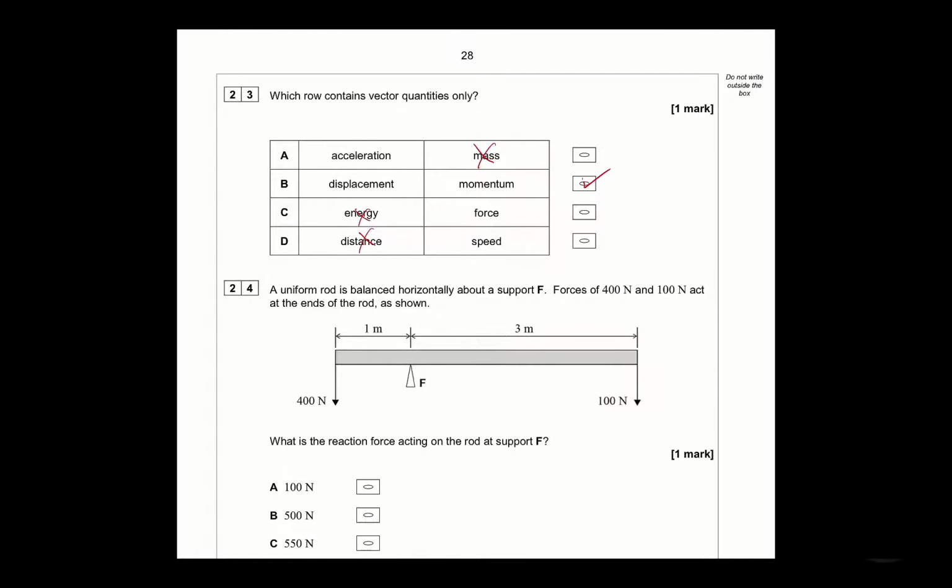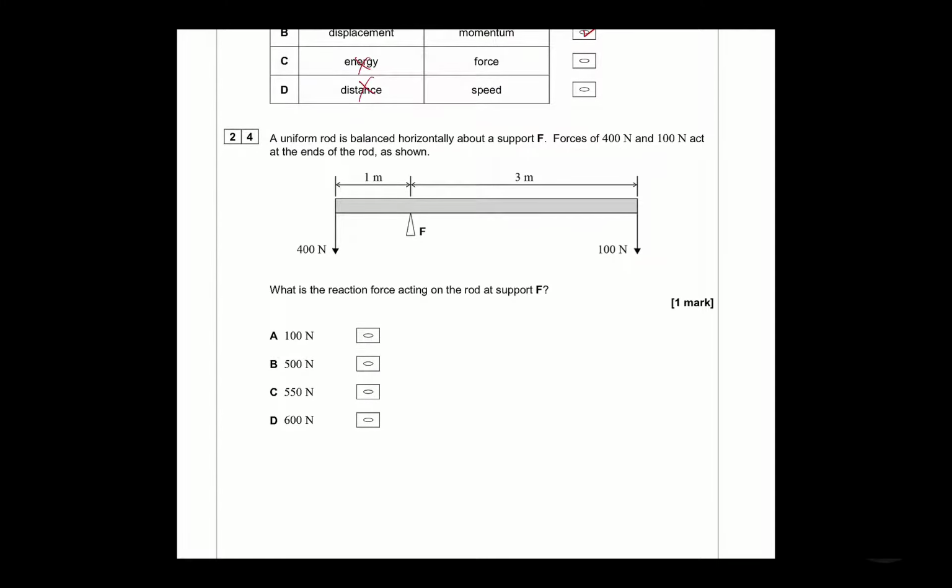Uniform rod is balanced horizontally about a support F. Forces of 400 newtons and 100 newtons act on the ends of the rod as shown. What is the reaction force acting on the support rod at F? Well, it's got to be more than 500. All right. Okay, so here's what we have to do.